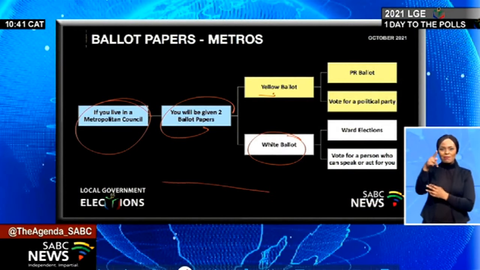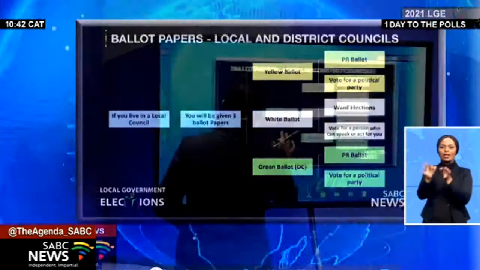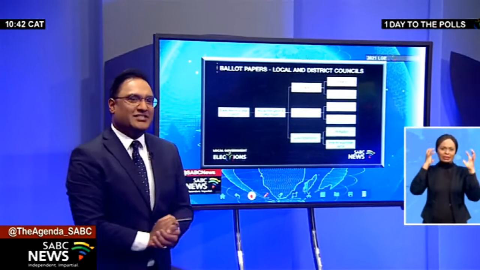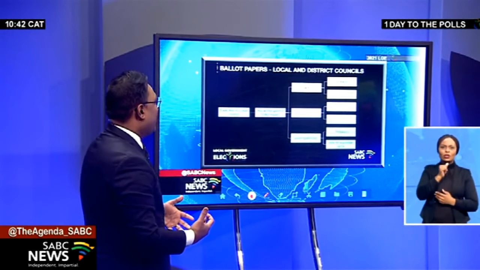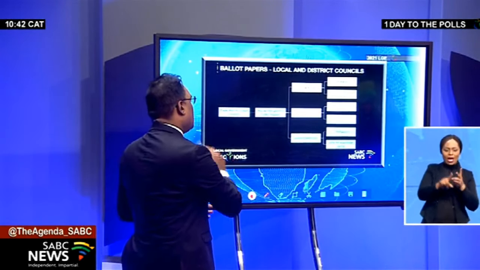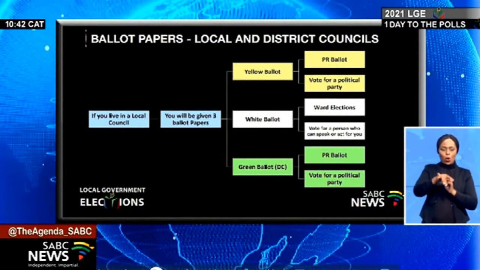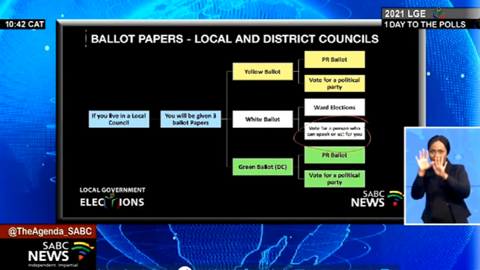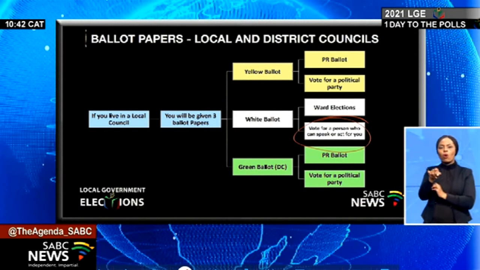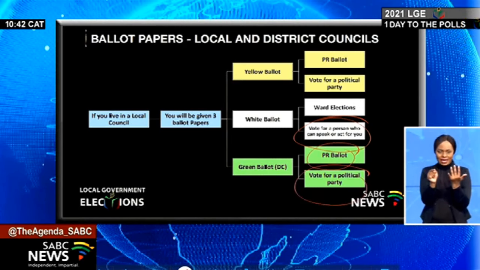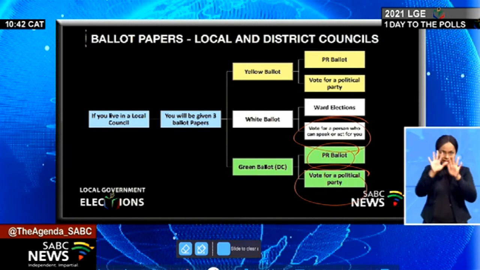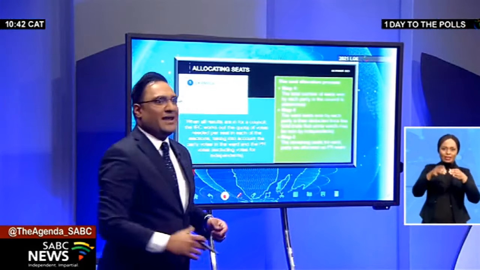It gets a bit trickier when we talk about the ballot papers for local and district councils. So here, you will be getting 3 ballots. If you live in the local council, you'll be given 3 ballots. The yellow ballot, which is the PR, a vote for a political party. The white ballot, which is the ward elections, and that is voting for a person who can speak or act for you. Then the green ballot, that is the PR ballot and the vote for a political party. So basically, in a nutshell, those are the various ballots that you will be getting.